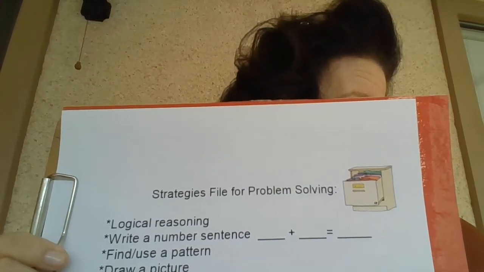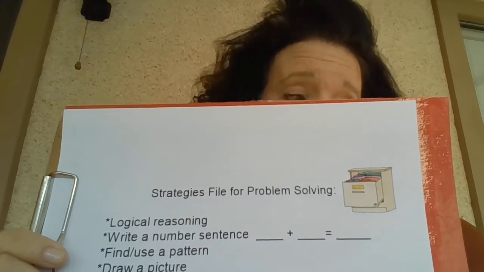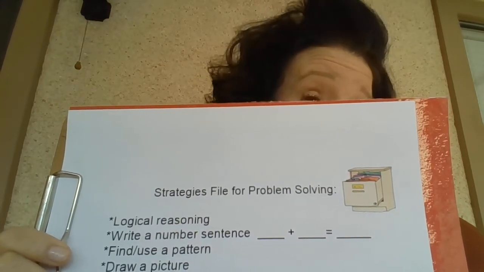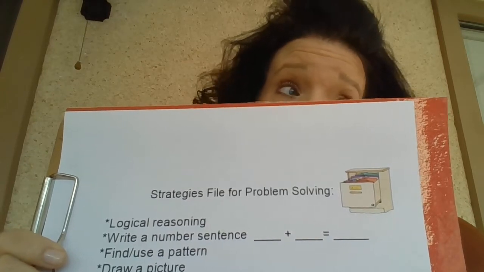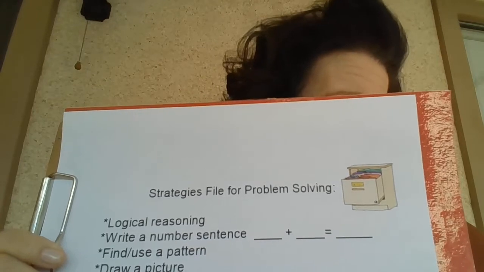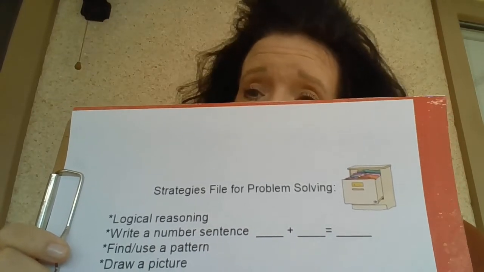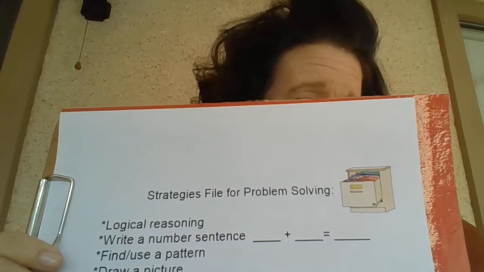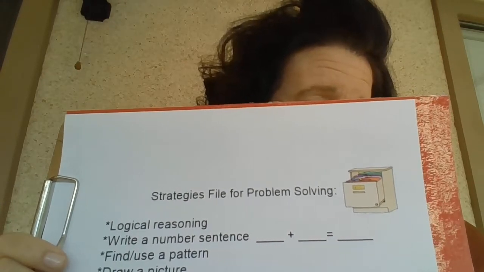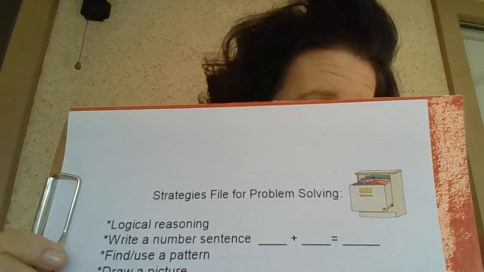The next thing on the list is sometimes we need to read the problem and find or use a pattern to solve. We've been working on patterns this week. The next thing on the list is my favorite. Draw a picture. If they give you a story and there's no pictures to go with it, sometimes just making a picture out of the words helps our brain to see what they're asking us to do.